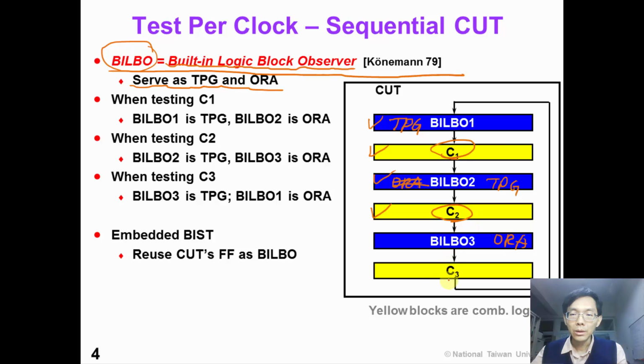In the same way, when we want to test combinational block C3, we can configure billboard 3 as TPG and billboard 1 as ORA. In this way, we can test all the combinational blocks in the CUT. This is an embedded BIST because we reuse the CUT's flip-flop as the billboard register.